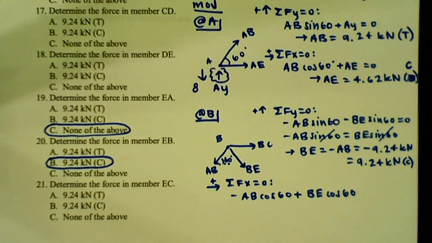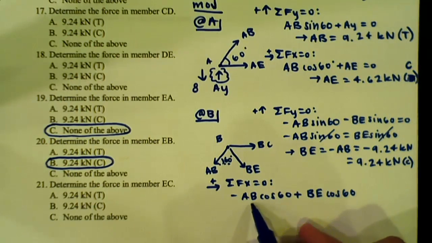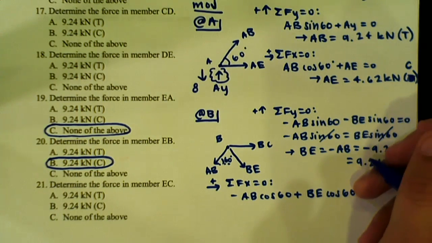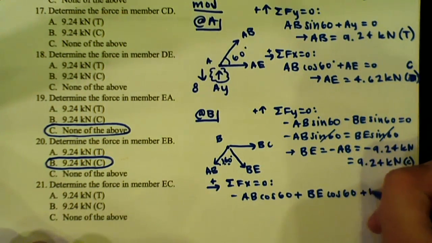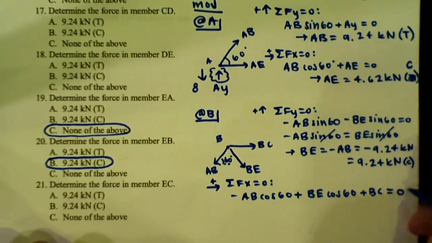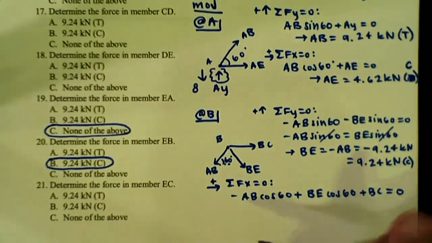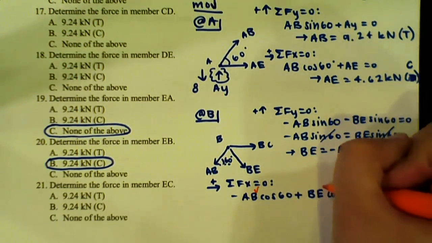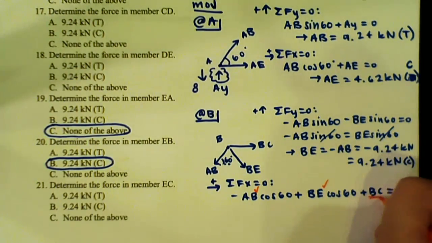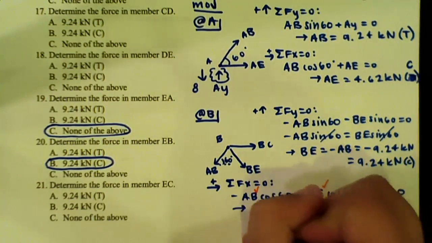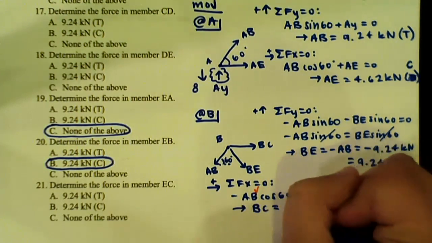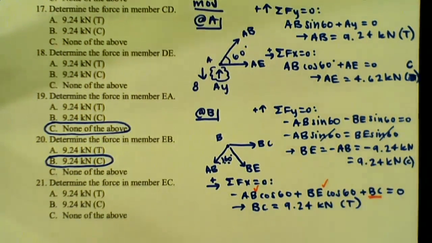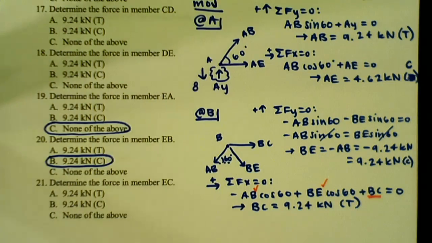Okay. So we did our sum of force in the x, and we have negative AB cosine 60 plus our BE cosine 60 plus our BC all equal to 0. So in that case, we know what AB is. We can check that off. We know what our BE is. We can check that off. So now we can find what BC is. In this case, BC is equal to 9.24 kilonewtons in tension. So it is going in the direction that we assumed.